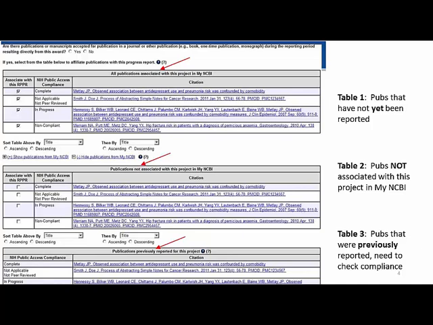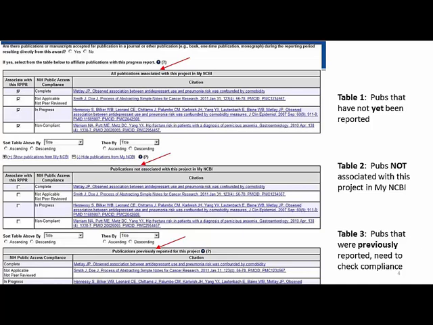I'm sorry? This is publications, you mean, in the RPPR? This is within the RPPR module. So you go and click on that, and then whether you answer yes or no, then you're going to have to associate the publication in MyNCBI, which is a website obviously outside of this, and then it's going to appear here. And then whether you can associate it or not.